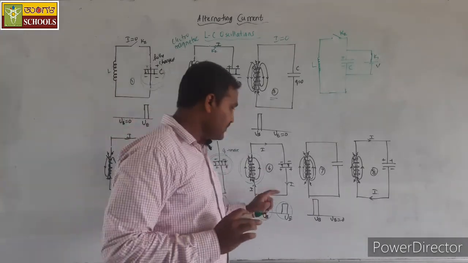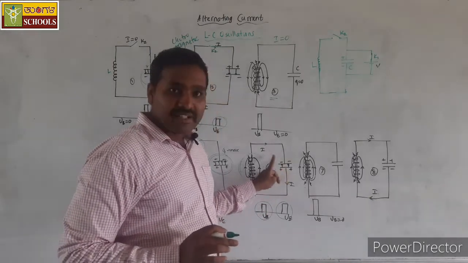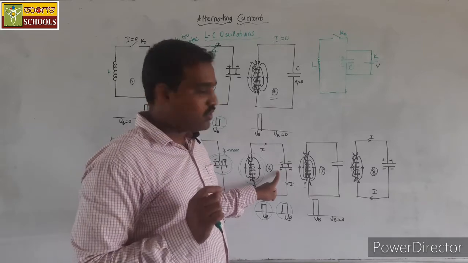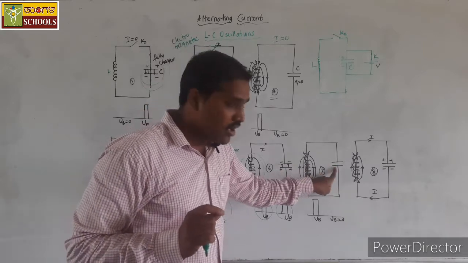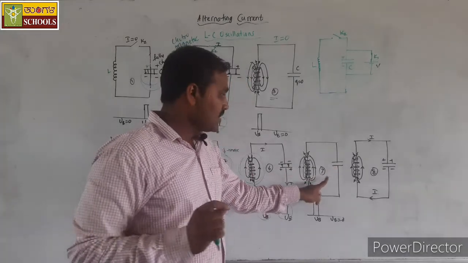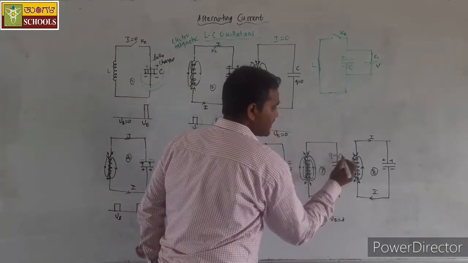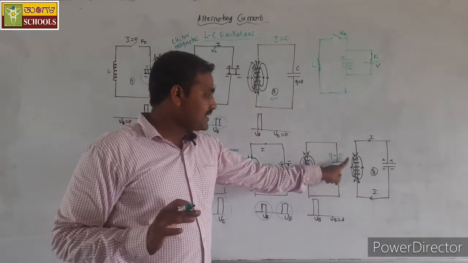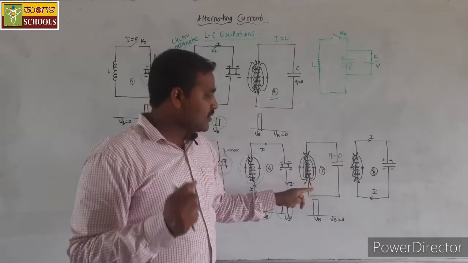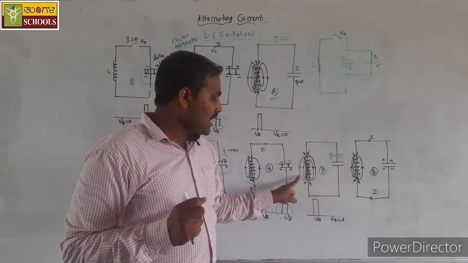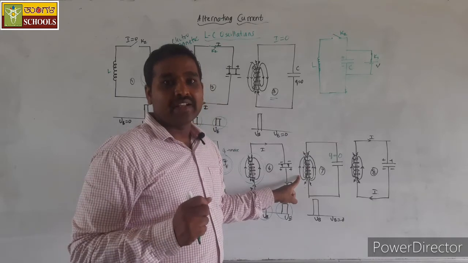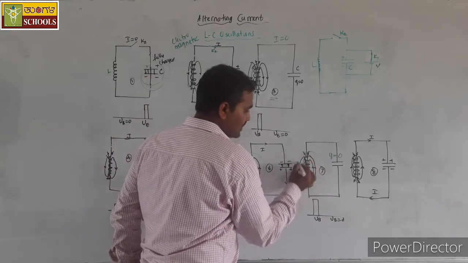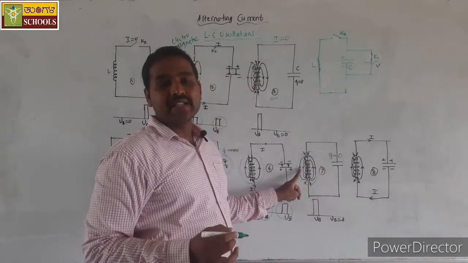Then when the process continues, the charge on this capacitor becomes equal to 0, that is, it will be completely discharged. That we can observe in step 7. So here the charge in this capacitor is completely 0. When this capacitor is completely discharged, whatever energy was available, all the energy will be available in the form of electromagnetic energy which is stored in the inductor. At this point, the flux in this inductor will be maximum.